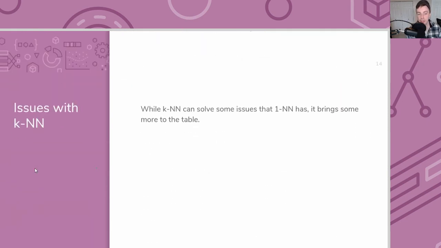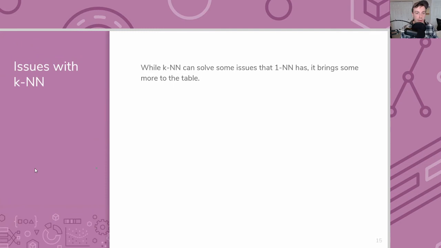So here are some issues with k-nearest neighbors for regression. While k-nearest neighbors can solve some of the issues one nearest neighbor has, it brings more to the table. In particular, you have to choose the right value of k. If k is too large, the model is too simple. If it's too small, it's too complex.